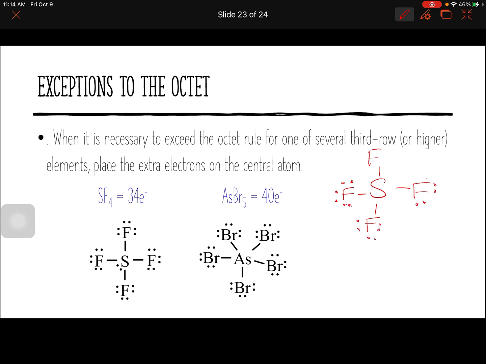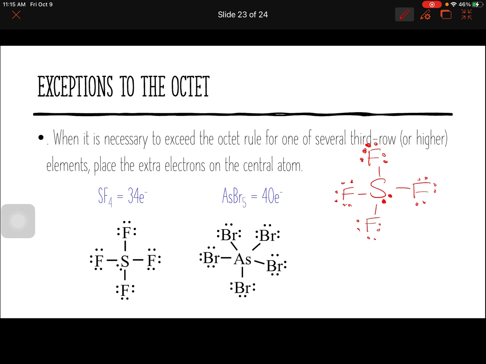for each of the fluorines. So that's 6 times 4 is 24. Oops, count your dots carefully, please. So we have 32 electrons drawn, right? 8 times 4 is 32. We have 2 more electrons that have to go in. So I'm just going to throw them hanging off of the sulfur. The sulfur is in the 3rd row. It can expand its octet.